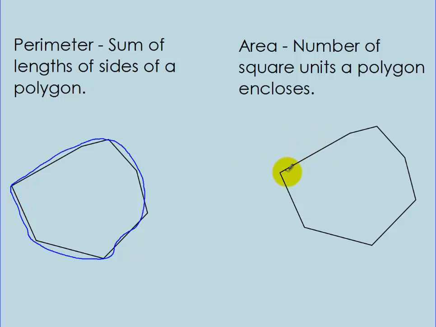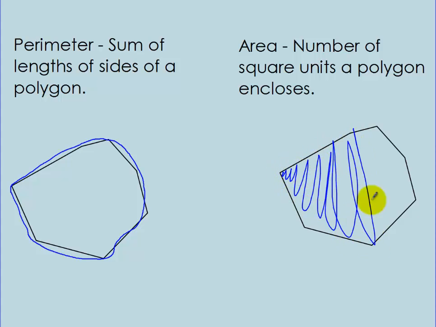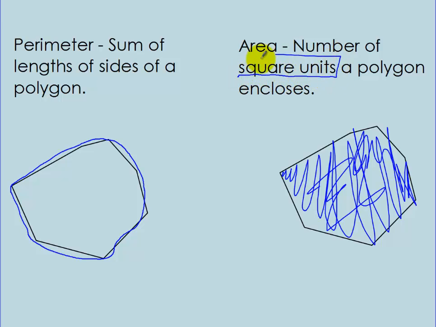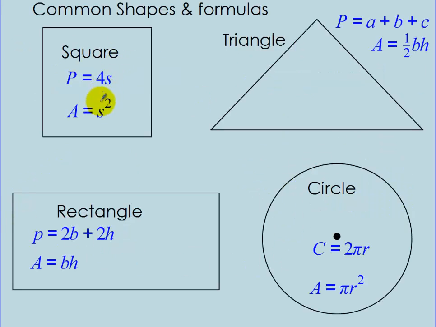The area is the number of square units a polygon encloses. So it's the area inside the polygon. All of this, and I'm coloring inside the lines perfectly. One thing you want to notice with the area is that the units will be square units, like inches squared. And perimeter is just going to be units like inches. So there's a difference there, inches and inches squared. Make sure you label units correctly.